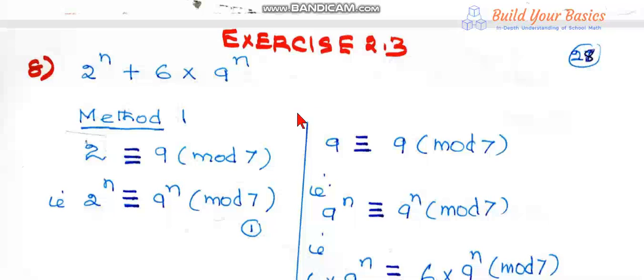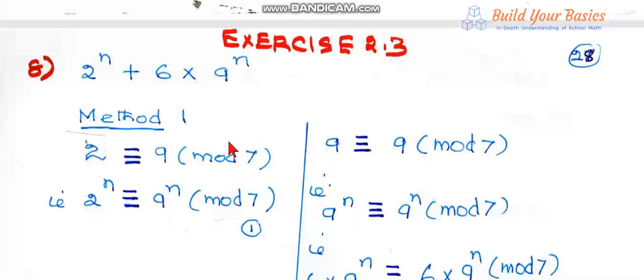Now take up this 9. 9 can be written as congruent to 9 mod 7. We take mod 7 because we have to prove it is divisible by 7. That's why we have taken mod 7. 9 minus 9, 0 is divisible by 7. So this is also correct. So we have written 2 in terms of 9, 9 in terms of 9. 9 is congruent to 9 mod 7. So 9 to the power of n is congruent to 9 to the power of n mod 7, because we want 9 to the power of n.